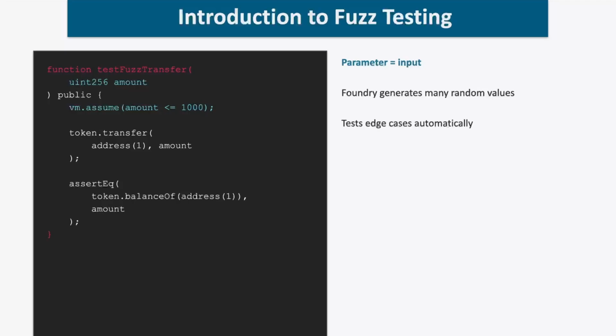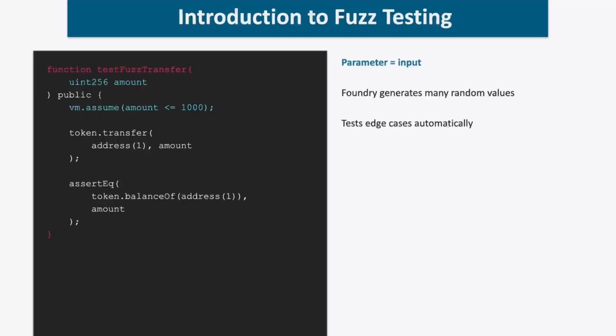So far, we've written tests with specific inputs. But what if there's a bug that only appears with certain edge cases? What if there's an overflow bug at max uint256? What if there's an off by 1 error at a specific value? You can't manually test all possibilities. Fuzz testing is automated random testing. Instead of you choosing inputs, Foundry generates thousands of random inputs automatically. For each input, it runs a test and checks if it passes. If any input causes a failure, Foundry reports it.